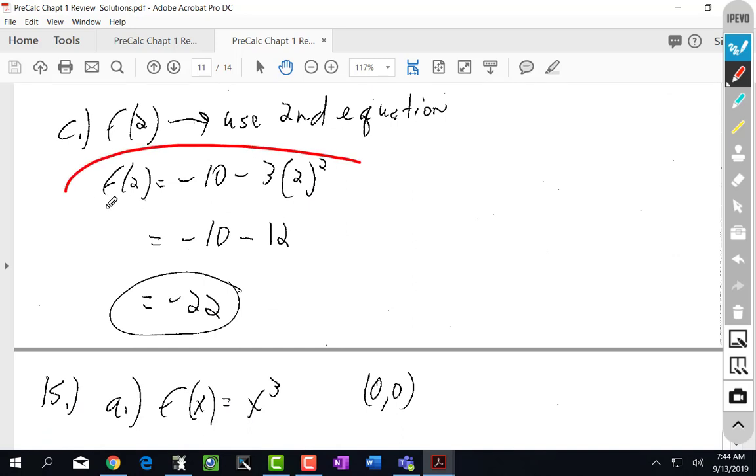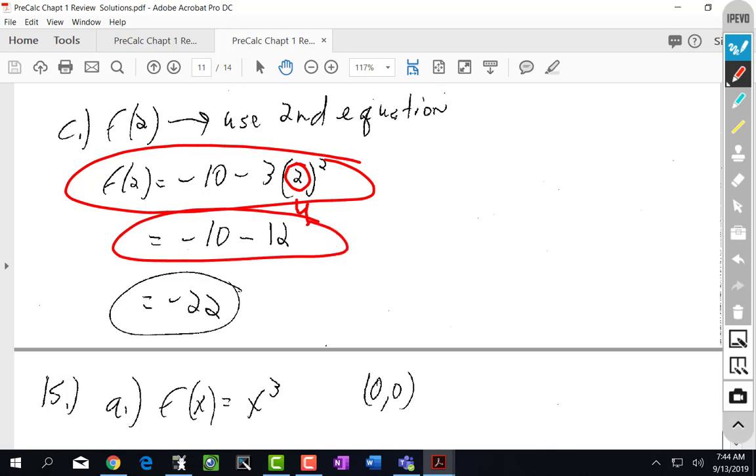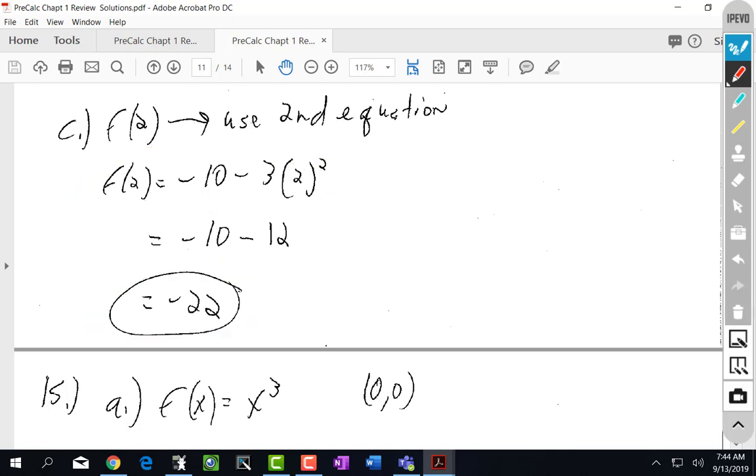So I've got negative 2 minus 3 times 2 squared. Of course, 2 squared is going to be 4, and negative 3 times 4 is going to be negative 12, and then negative 10 minus 12 is going to be negative 22.